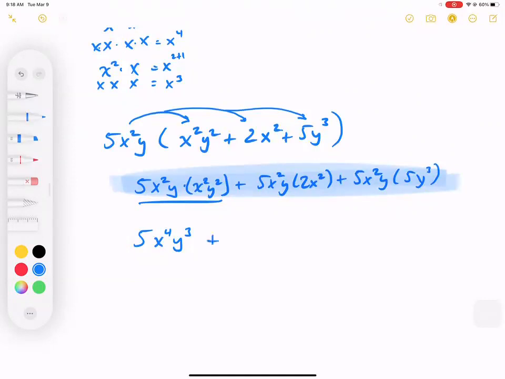Let's look at the next one. 5 is my number, 2 is my number. 5 times 2 is 10. How many x's do we have? X squared times x squared, we have x to the 4th, and we only have one y left.